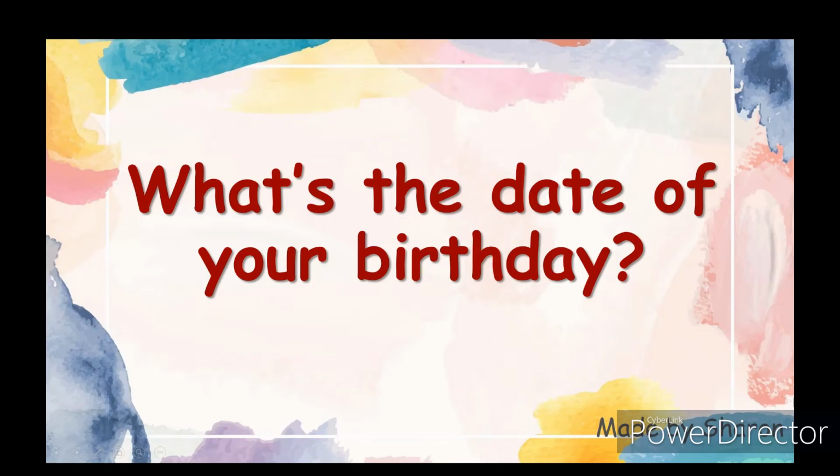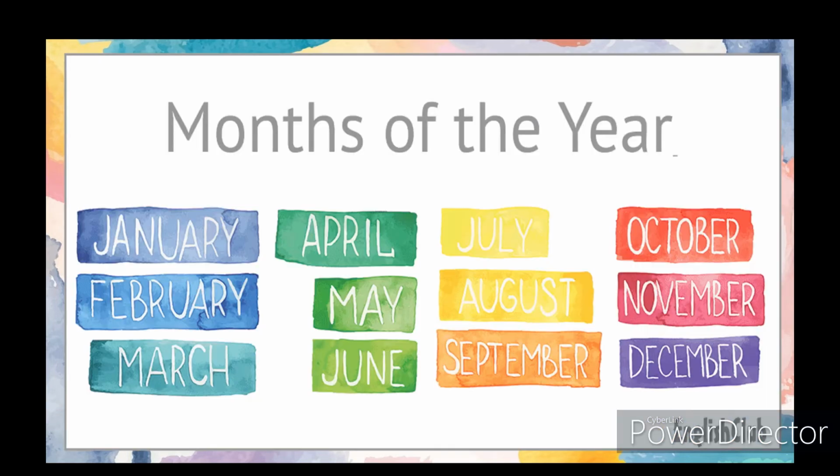Hello everyone! Today we are going to learn what's the date of your birthday? What's the date of your birthday? And before we know how to say date in English, we have to know the months of the year first. Okay, let's see. Here are 12 months in a year.